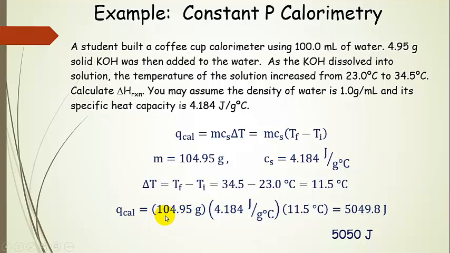So 104.95 grams, that's the mass of our solution, times its heat capacity, times the temperature change, and we end up with 5,049.8 joules, which will then round to 5,050 joules. So that's the heat absorbed by that calorimeter solution.